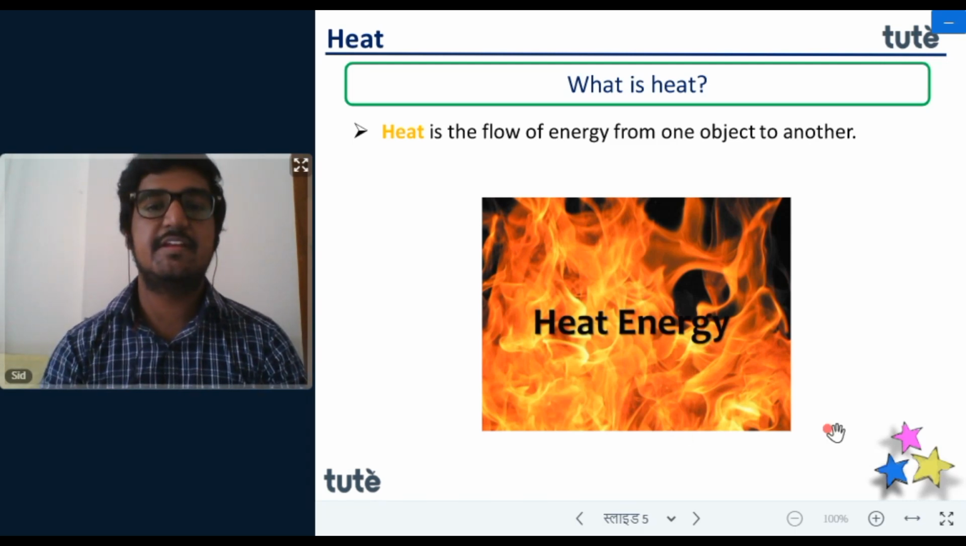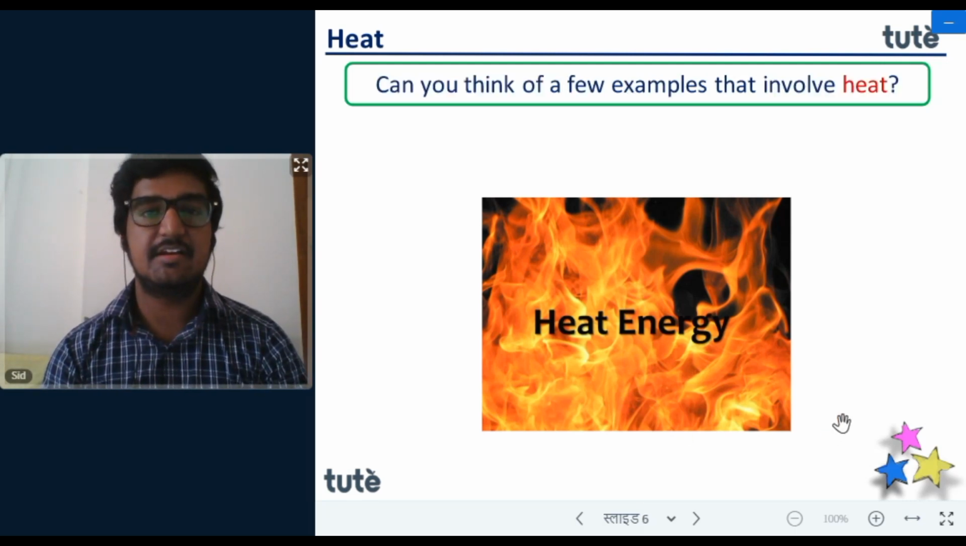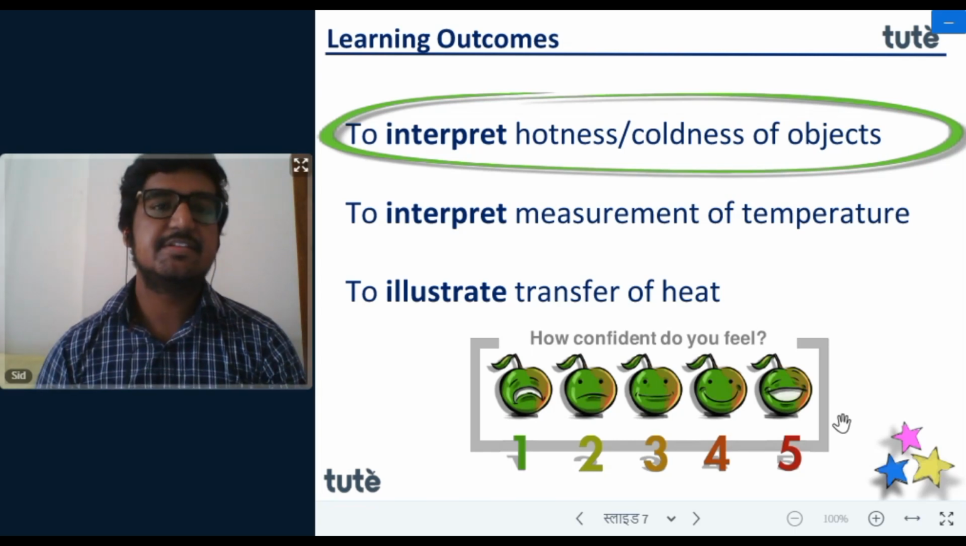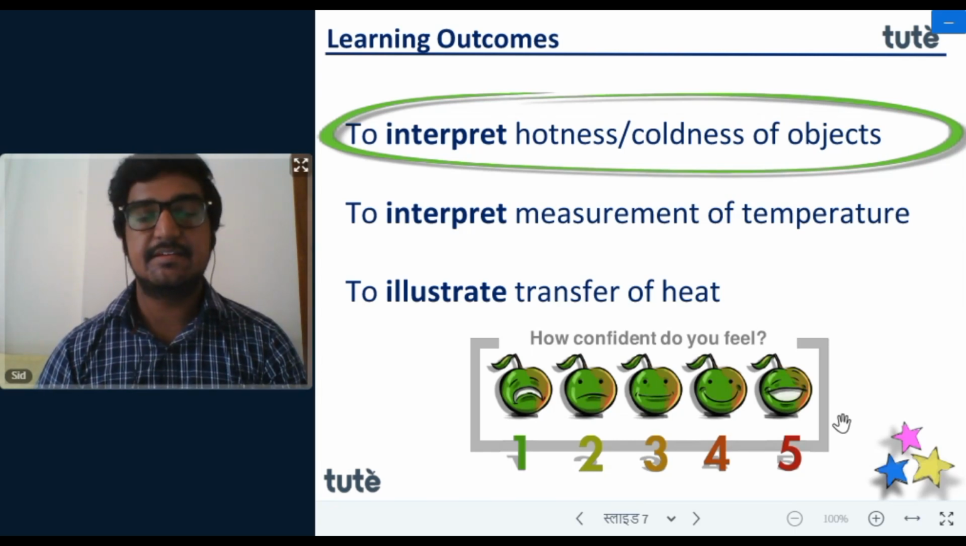So heat is the flow of energy from one object to another. Can you think of a few examples that actually involve heat? Alright, so with that we have completed our first learning outcome, wherein we have understood what we mean by hotness or coldness of objects.